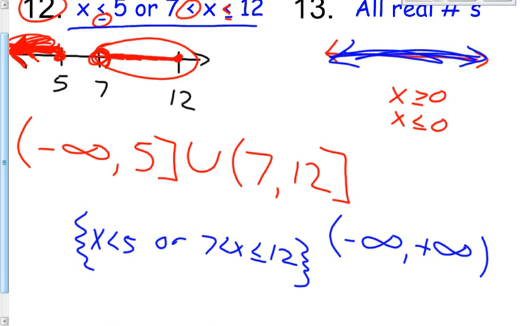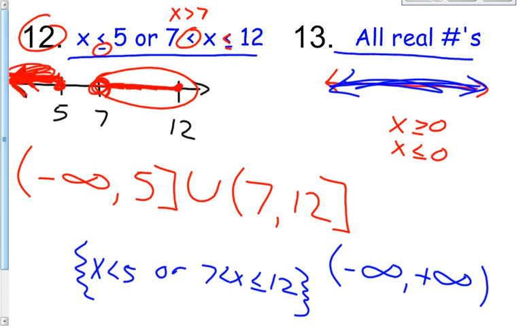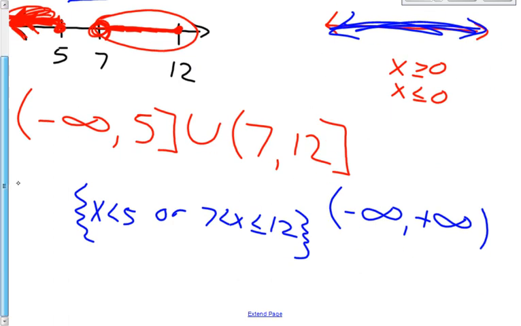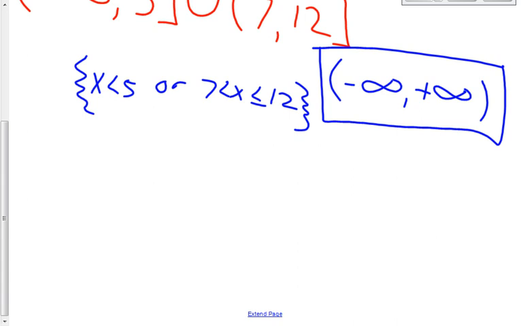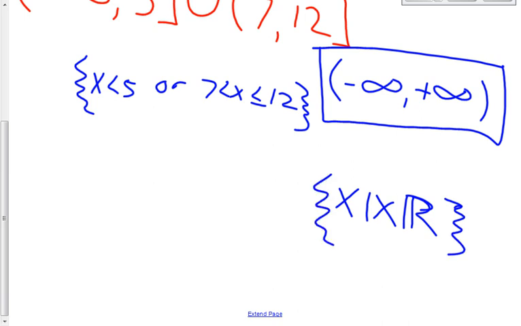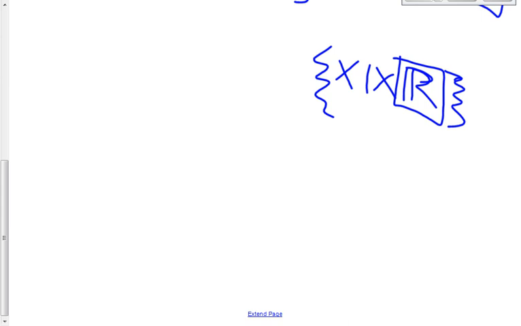All right, number 13 is a big one. When we say all real numbers, we have our interval notation from negative infinity to positive infinity. When we want to write it in set notation, we say x such that x, and when we say x such that x, this symbol means belongs. X such that x belongs all real numbers, and there is your symbol. So instead of writing down that big huge thing, you can just write this down.